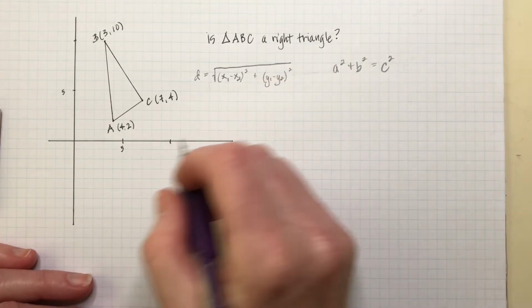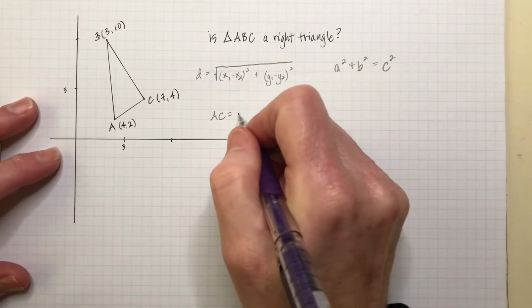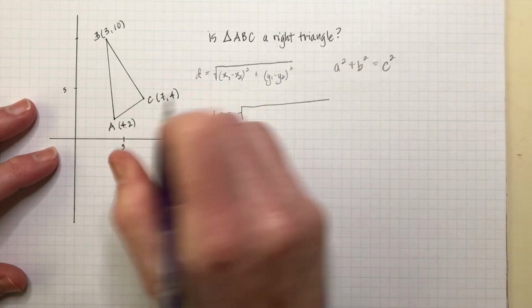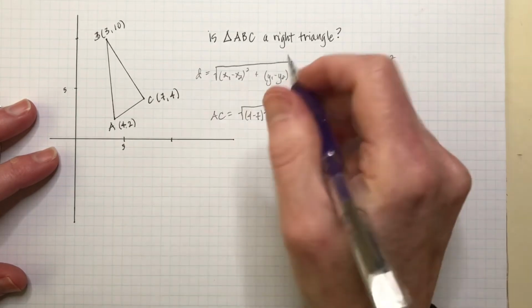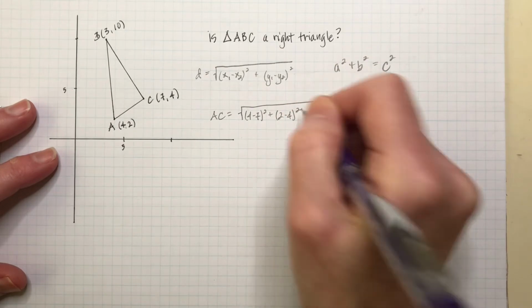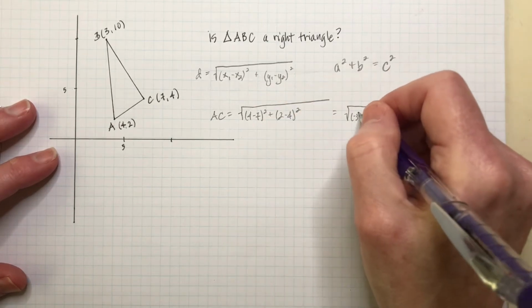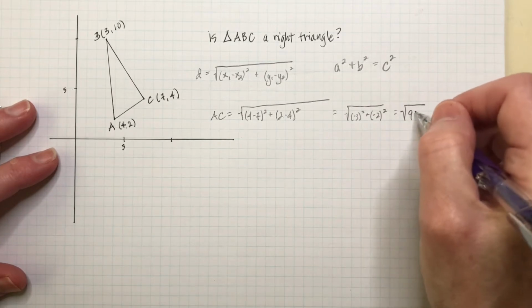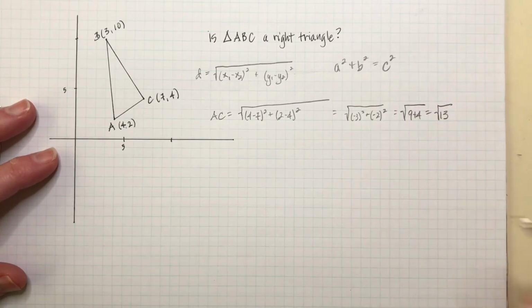So let's find the length of AC first. So AC is going to equal the square root of, all right, so we've got 4 minus 7 for our x coordinates, quantity squared, plus 2 minus 4, quantity squared for the y coordinates. And that is going to equal -3 squared plus -2 squared, which equals 9 plus 4, and that is 13. And of course, all that's under the square root symbol. I'm just skipping over saying that each time.